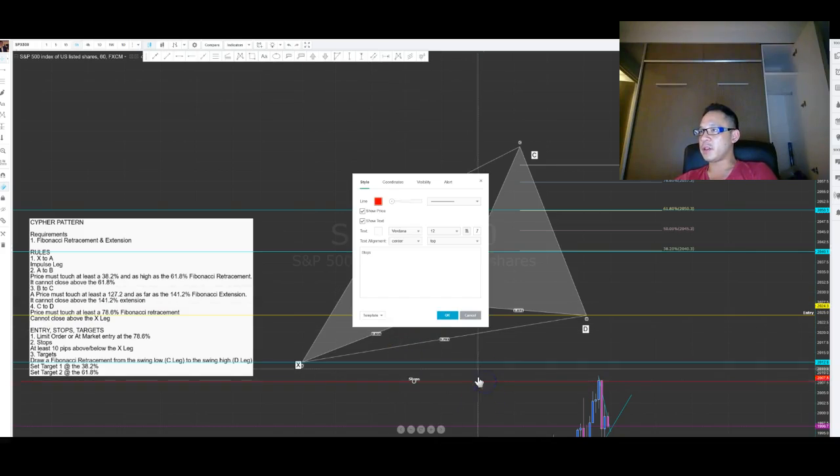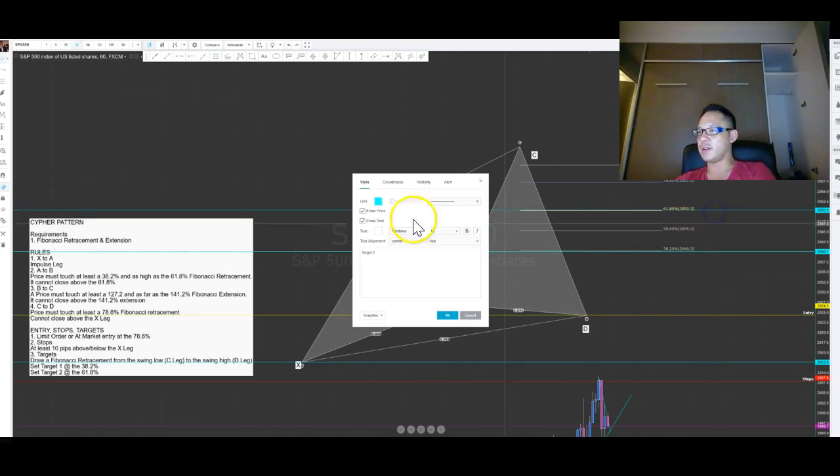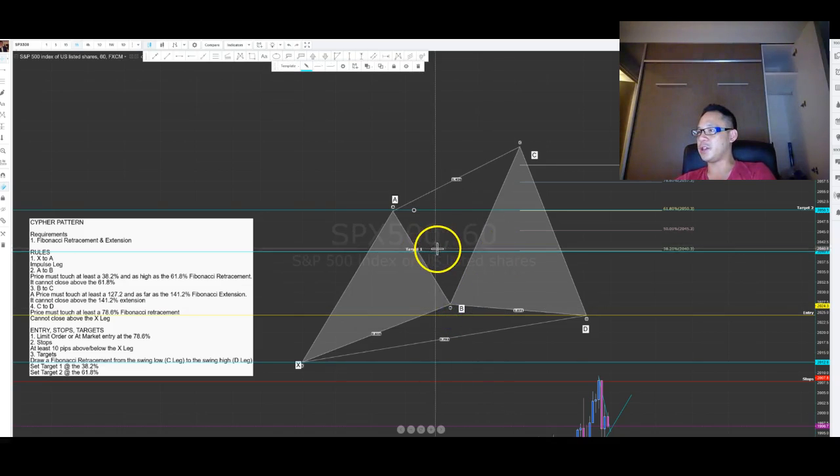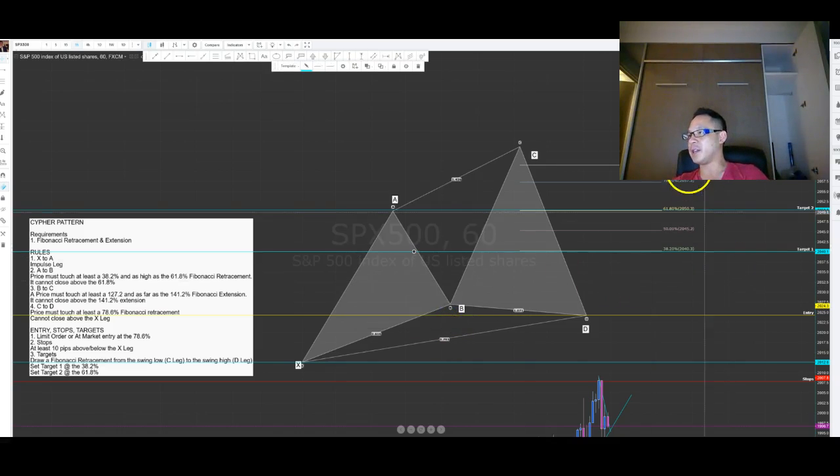So that's pretty much the rules there. Pretty basic, like I said. It might be a little bit confusing initially, but once you do this quite a few times, it'll be like second nature. Now I see these patterns appear all the time. I don't take every single one of them, but yeah.